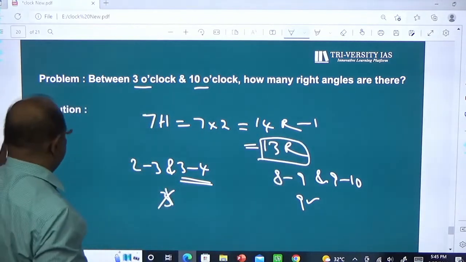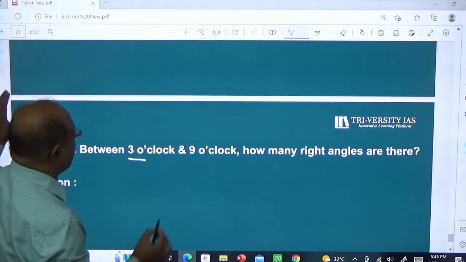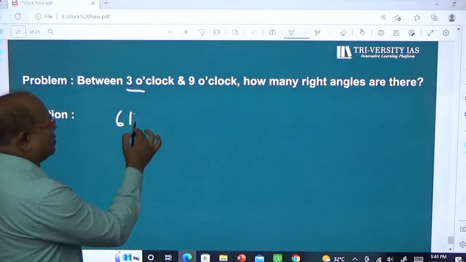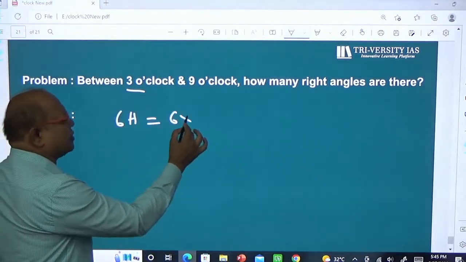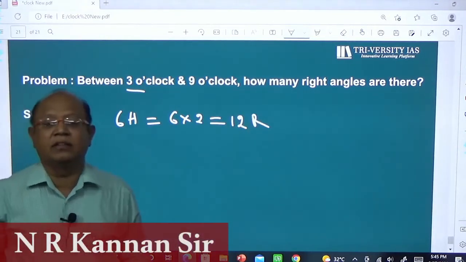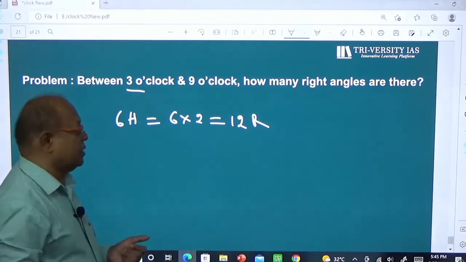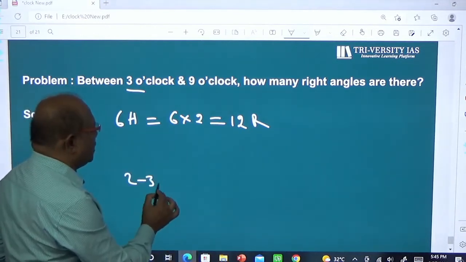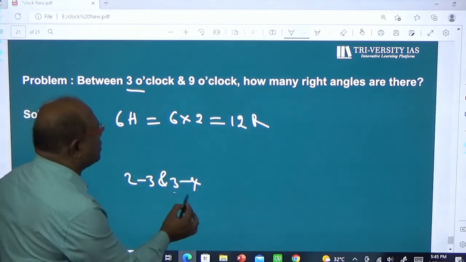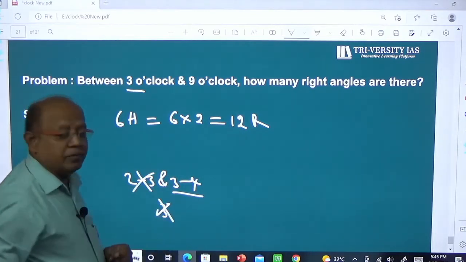Now, one more. From 3 to 9. Now, 3 to 9, the duration is 6 hours. First multiply by 2, 6 into 2, 12 right angles. Now, let us check whether anything is counted twice. If it is there, we will subtract. Check whether 2 to 3 and 3 to 4 is there within this time limit. Only 3 to 4 is there, so 3 is not counted twice.